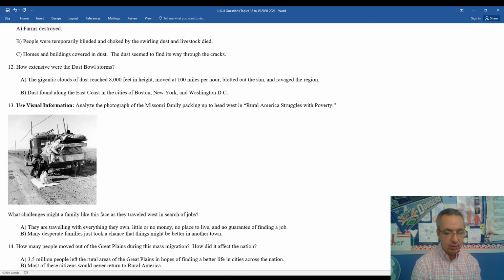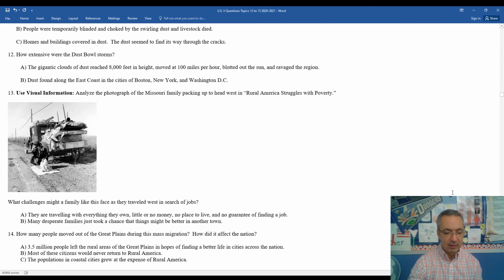Many desperate families just took a chance that things might be better in another town. They looked at it, can it be any worse than it is currently now? And as a result, they made the conclusion, unlikely not. So they figured to take another shot maybe out on the West Coast. And that's how we see a demographic shift as more people moved out to, let's say, places like California.